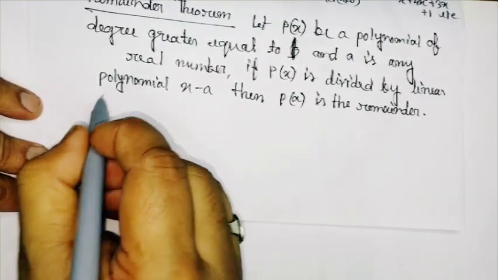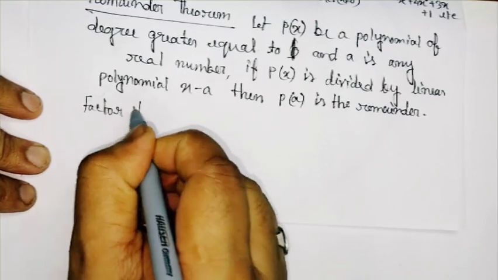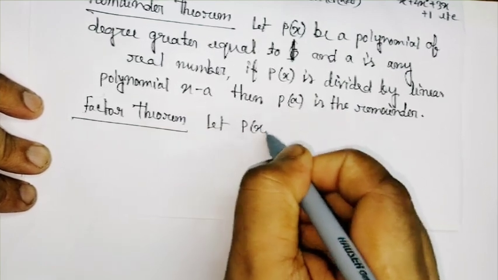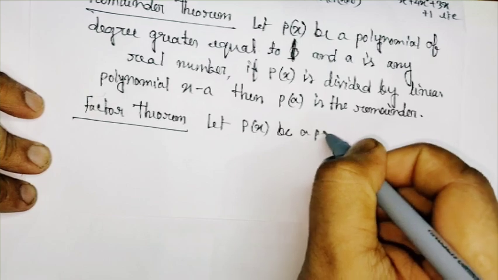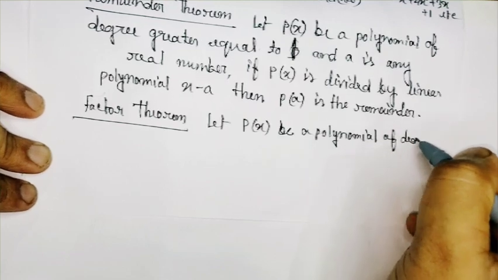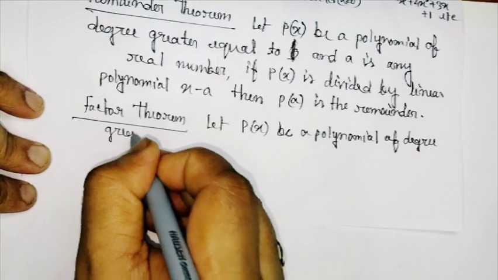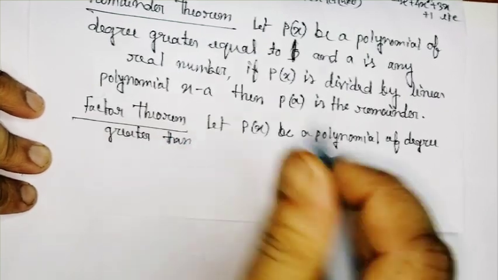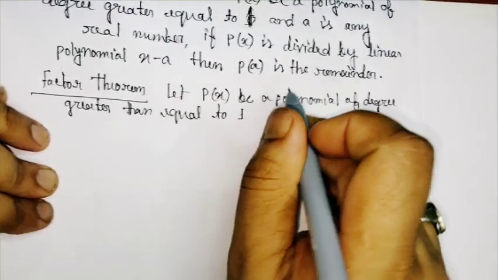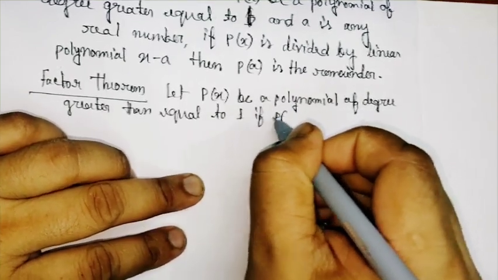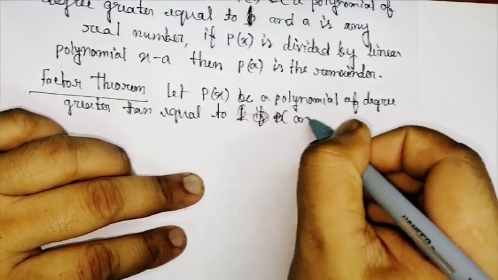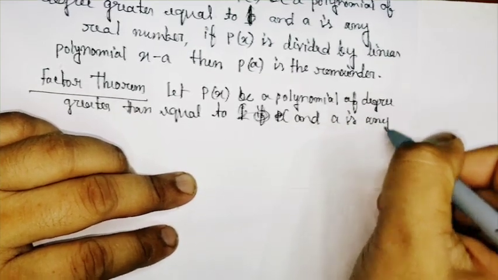Okay, next, factor theorem. Let p of x be a polynomial of degree greater than or equal to 1, and a is any real number.